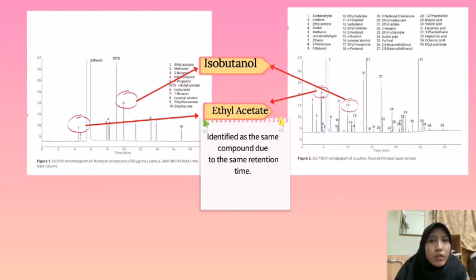By comparing this with figure 2, the chromatogram of the sample, at the same retention time, the peak of ethyl acetate appears. The sample produced the peak at the same retention time as a standard under identical conditions. So it is identified as the same compound due to the same retention time. Same goes for isobutanol. By comparing retention time of the standard chromatogram and the sample chromatogram, we can identify the 12th peak in the sample chromatogram as isobutanol because both compounds have the same retention time, which is 10 minutes.